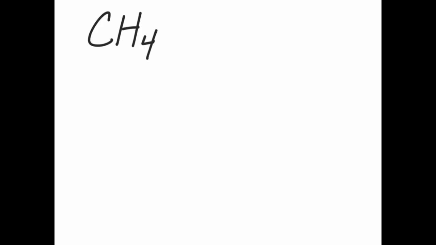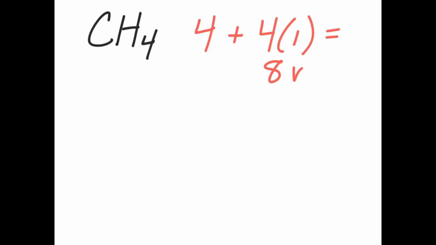Let's begin drawing some Lewis structures. The first molecule that I'd like to draw is CH4. The first thing I want you to do is add up all the valence electrons that are in this molecule. Carbon has 4 valence electrons, and each hydrogen should have 1 valence electron. So if we add this up, it's a total of 8 valence electrons to work with.